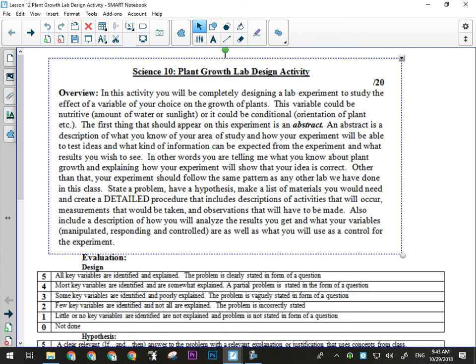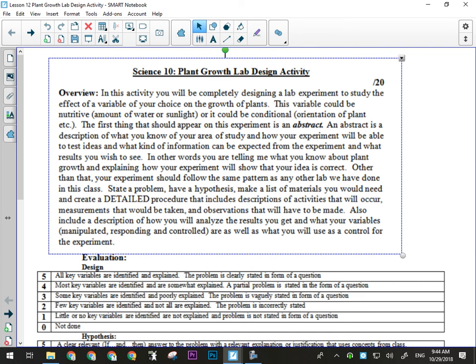Again, make sure you have your variables in there, and what you're going to use to control. So that's what you guys will be working on tomorrow. Do a good job of that. You'll get it done in class. Well, the idea is that you do get it done in class. I don't want it for homework. I want to see it done.